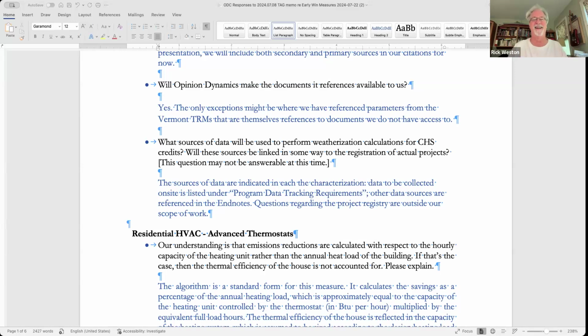Just to add on to what Casey was saying, Opinion Dynamics and Ben are still working together on sharing TRM resources. So if there is stuff from Vermont TRMs that would be helpful to be available, we can continue to work with them to make sure that everyone has access to the information we need if it's appropriately needed. Okay.